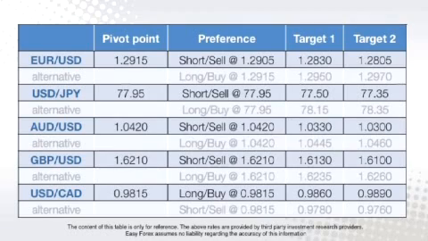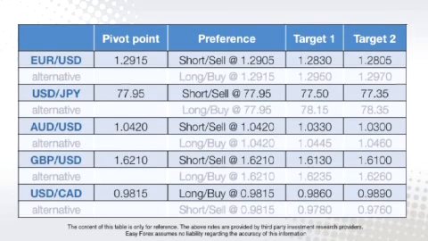The euro-dollar pivot points at 129.15 with a preference to enter in short positions at 129.05. The dollar-yen pivot points at 77.95 with a preference to enter into short positions at 77.95. The Aussie dollar pivot points at 104.20 with a preference to enter into short positions at 104.20. The sterling dollar pivot points at 162.10 with a preference to enter in short positions at 162.10. And the dollar CAD pivot points at 0.9815 with a preference to enter into long positions at 0.9815.